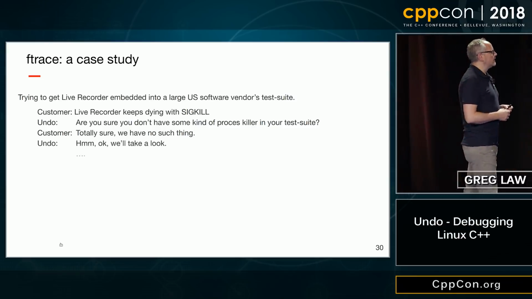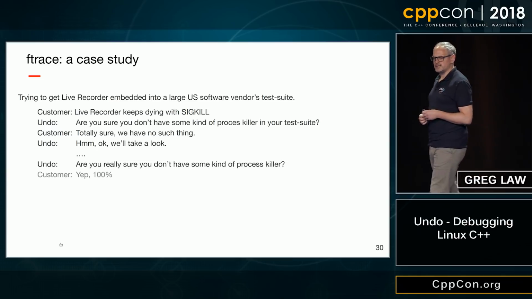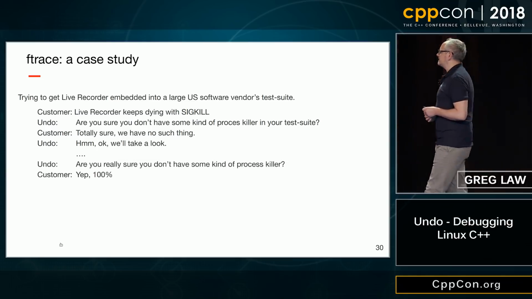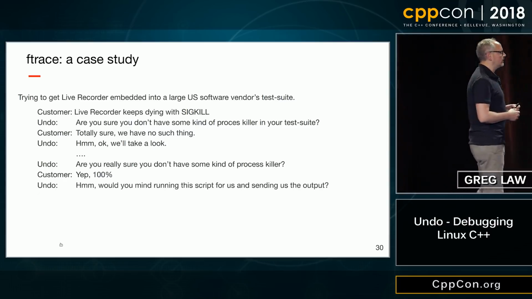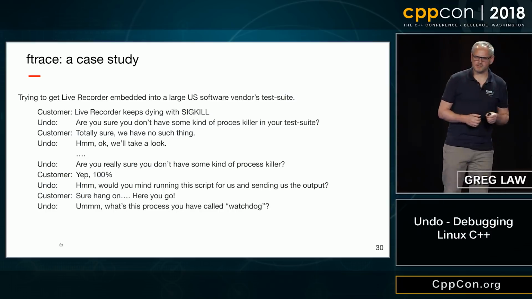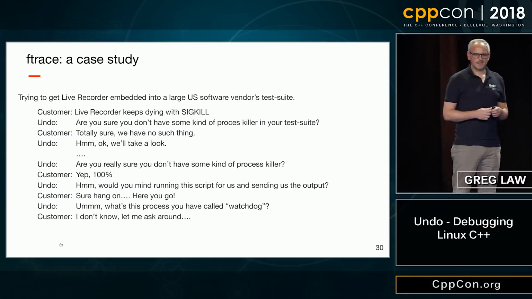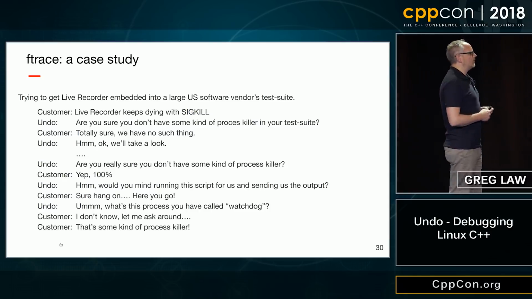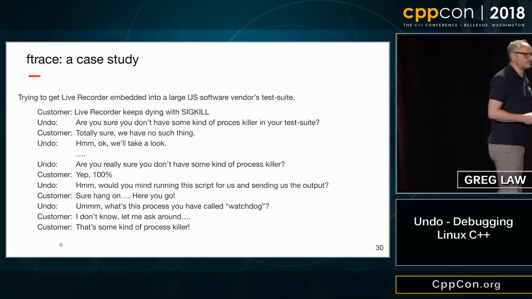So we had a look around. And after a while, we came back to them. We said, really sure you don't have some kind of process killer? And they said, yeah, 100%. We said, okay. So we said, can you run this script, which was an Ftrace script, and have a look? And they ran that. And then we said, oh, we've seen a process called Watchdog that's sending sig kill. What's that? And they went, have a look around. Oh yeah, that's this process killer we have in our test suite.